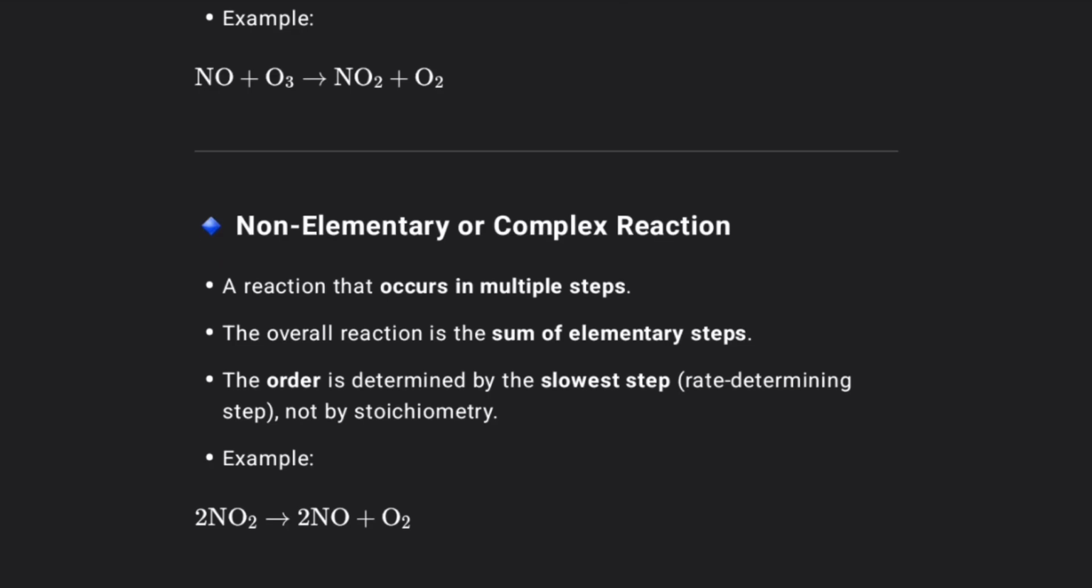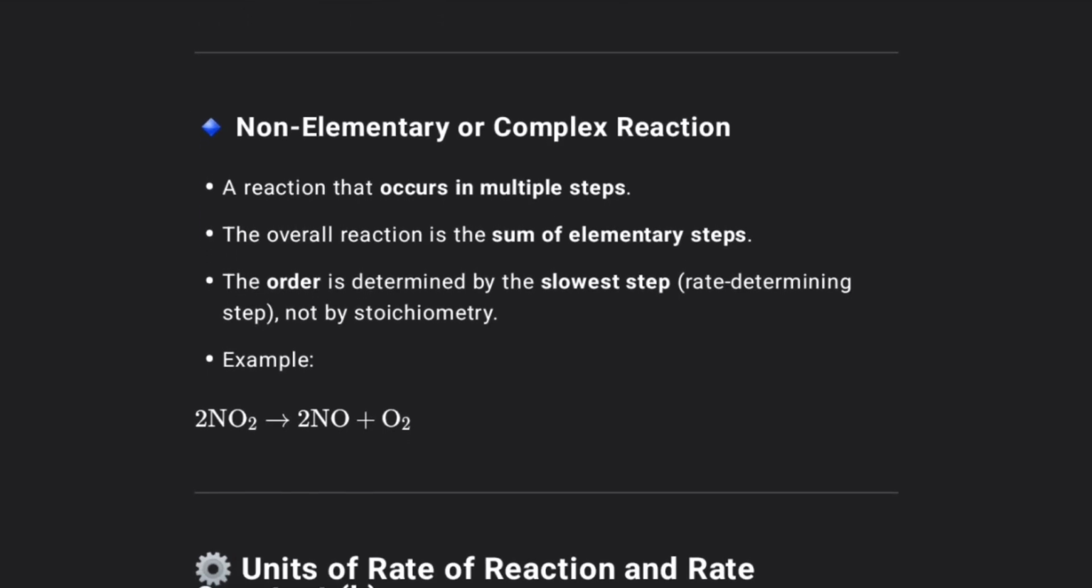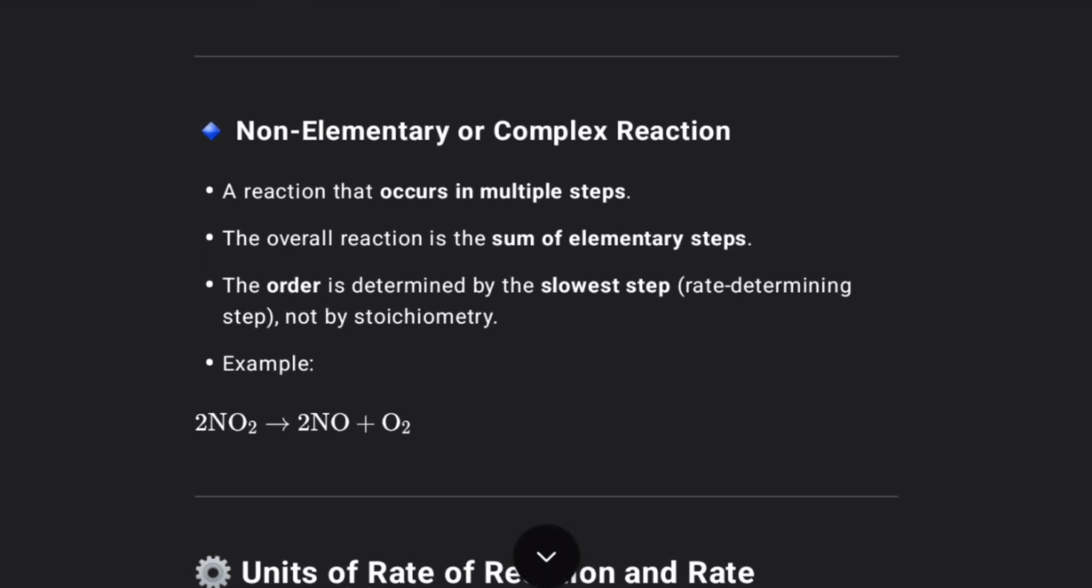A non-elementary or complex reaction is a reaction that occurs in multiple steps. The overall reaction is the sum of elementary steps. The order is determined by the slowest step, the rate determining step, not by stoichiometry. Example: 2NO2 → 2NO + O2 proceeds through multiple steps.